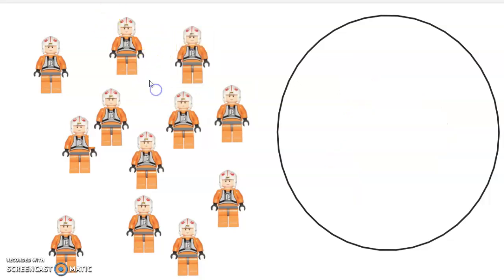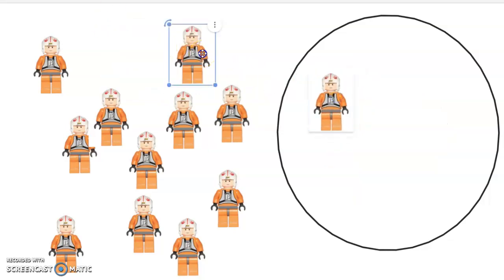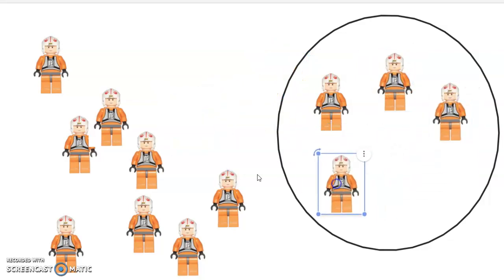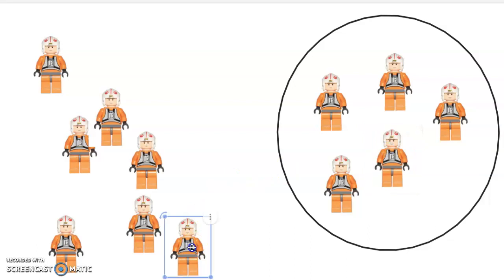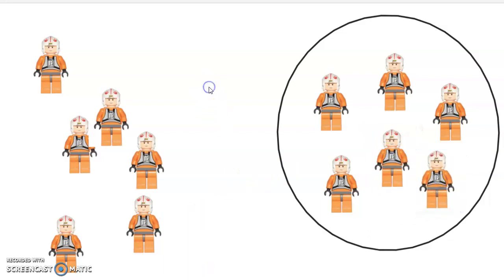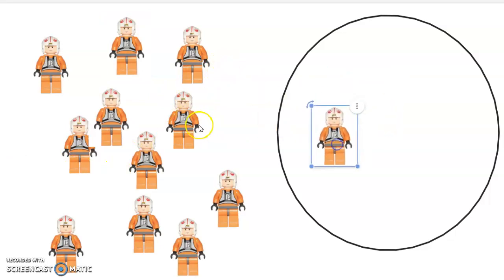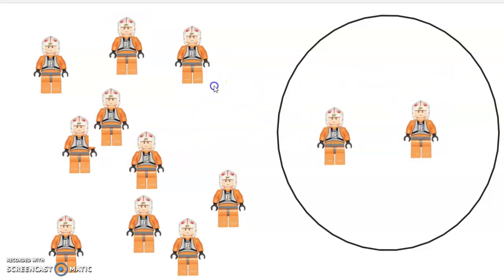Now let's make a set of 6. 1, 2, 3, 4, 5, 6. Count 1, 2, 3, 4, 5, 6. Next, let's make a group of 2. 1, 2. Let's count 1, 2.